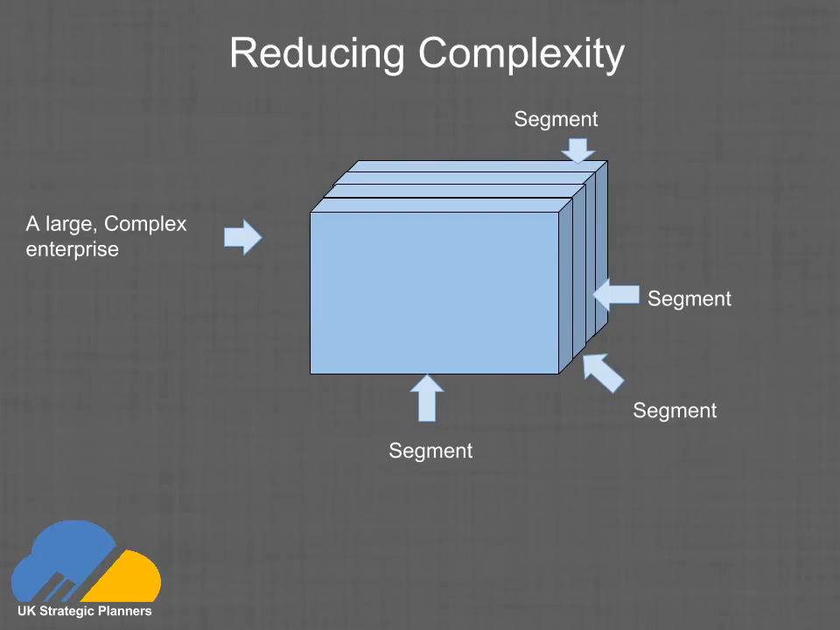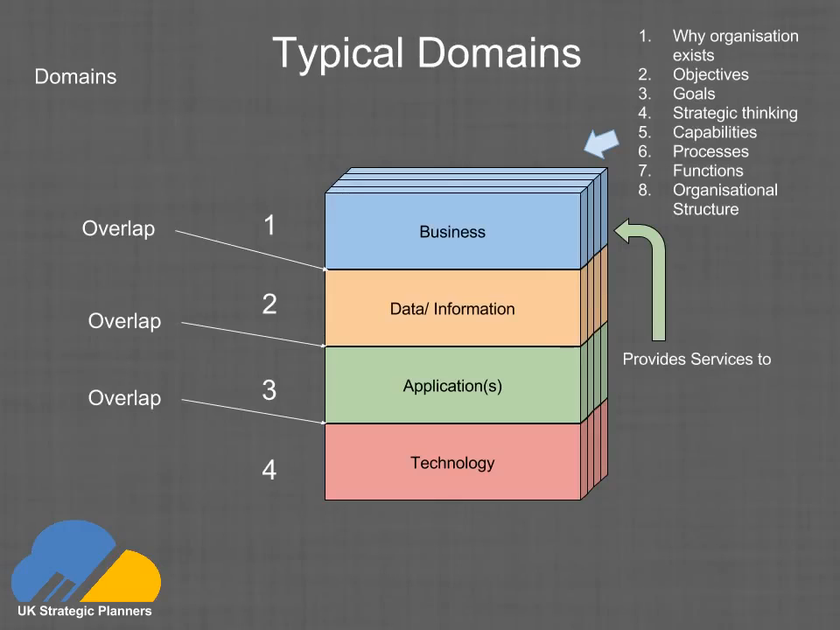can break down these complex systems is by looking at different domains. And if you look at most of the frameworks, they'll talk about typically 4 domains. The first domain is the business architecture. The point of business architecture is this is the reason the organization exists. So it covers things like the business's objectives, goals, strategic thinking, and also then covers things like what capabilities the business has, what processes, what functions, what organizational structure that business domain has.